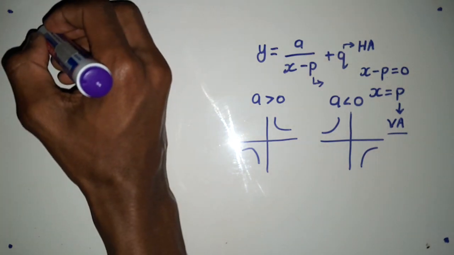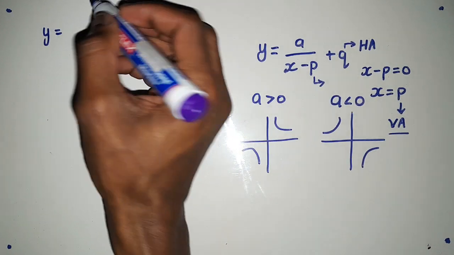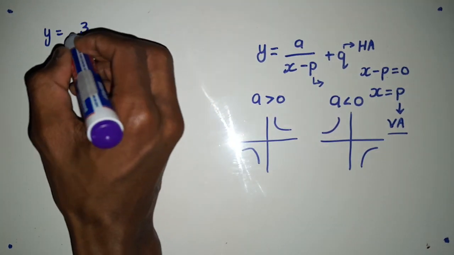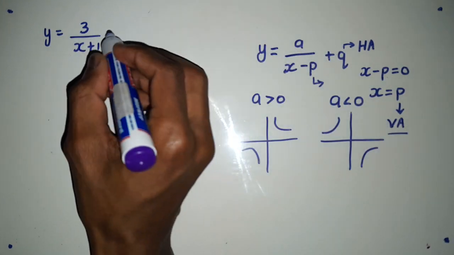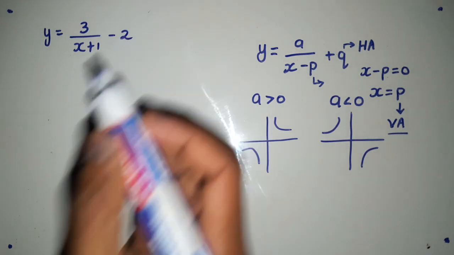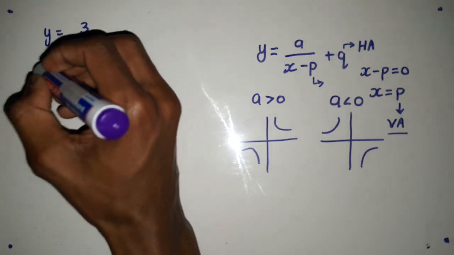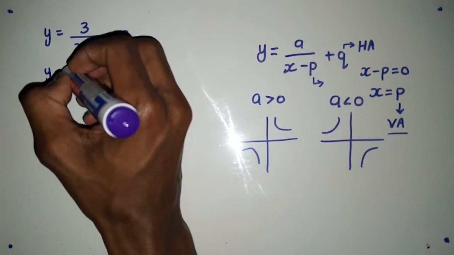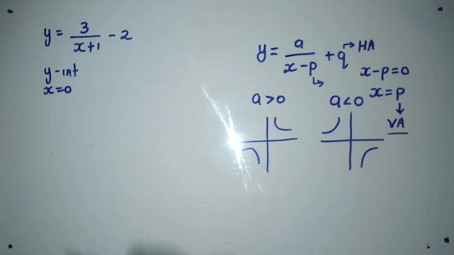Let's say we have y equals 3 over (x plus 1), minus 2 somewhere here. Then I ask you to sketch this function. Firstly, we need to determine our y-intercept. For the y-intercept, we let x be 0.